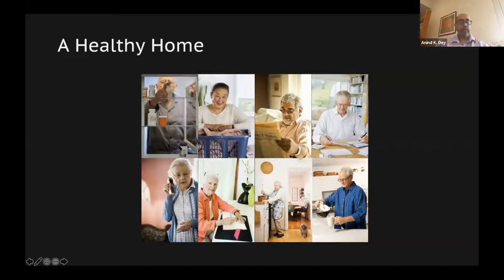And so these activities that we try to monitor, to understand whether an elderly individual should be able to live independently, are taking medicine, doing laundry, keeping up with news, balancing finances, making meals, communicating on the phone. These are all things that we look at to see if someone can continue to remain independent.